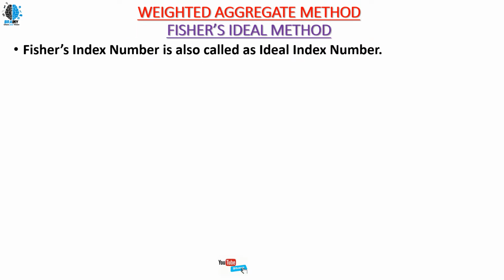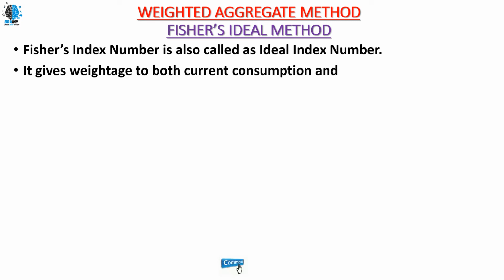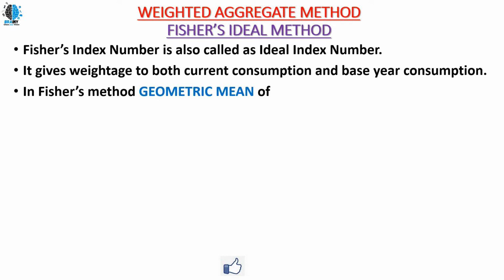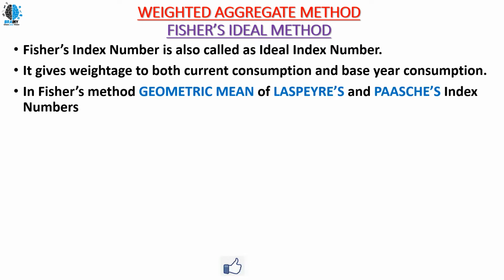The Fisher's ideal method. Next we have Fisher's ideal method. So Fisher's index number is also called Fisher's ideal method. It gives weights to both current year consumption and base year consumption. In Fisher's method, the geometric mean of the Laspeyres and Paasche index numbers is calculated. So in Fisher's method, what we are going to do? We are going to calculate the geometric mean of the Laspeyres method and the Paasche method.